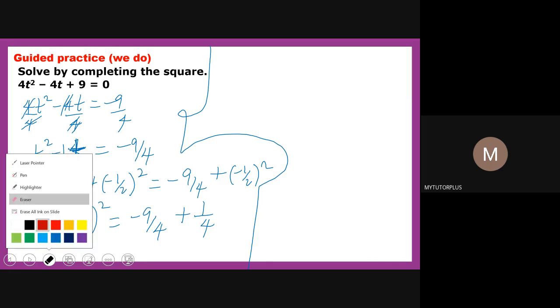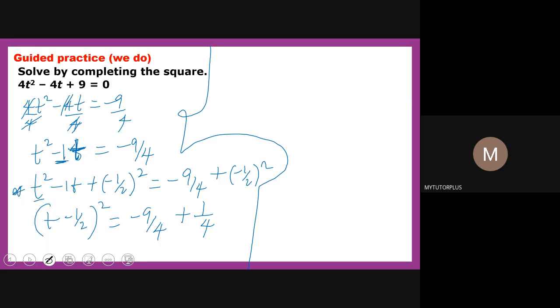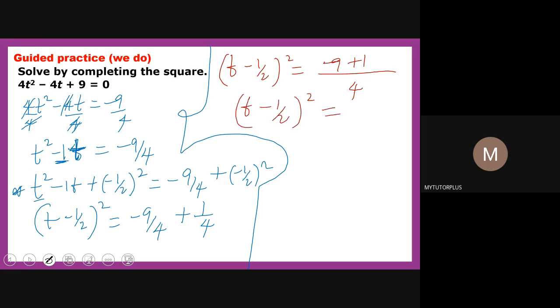So if you simplify further on this, I'm going to have t minus 1 over 2 all into bracket square equals to LCM of 4 and 4 is going to be 4. And because they are sharing the same LCM, my final result is going to be minus 9 plus 1. So I'm going to have t minus 1 over 2 all into bracket square is equals to minus 8 over 4. So 4 into 4 is 1, 4 into 8 to give me 2. So I'm left with t minus 1 over 2 all into bracket square is equals to minus 2.